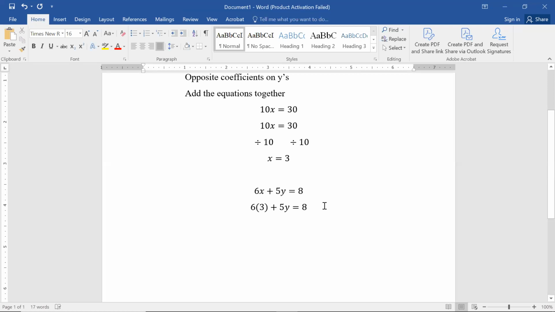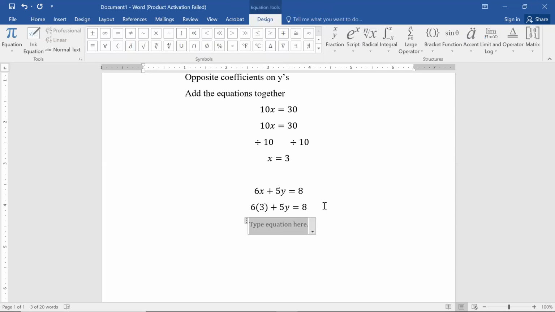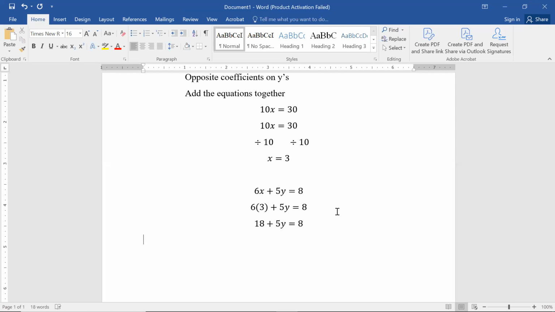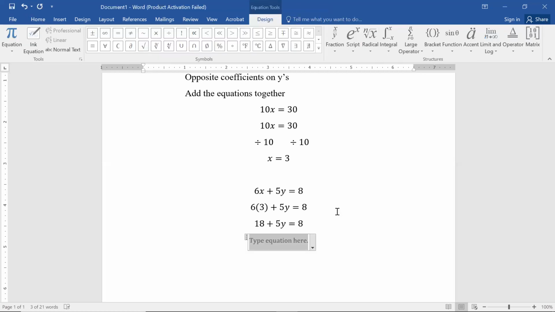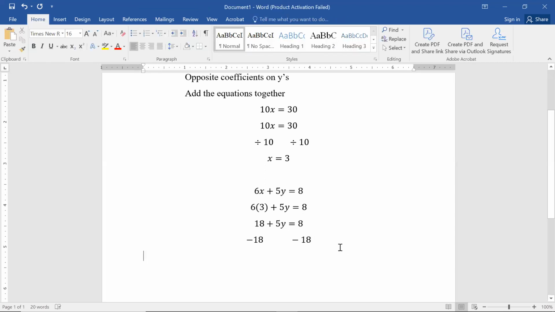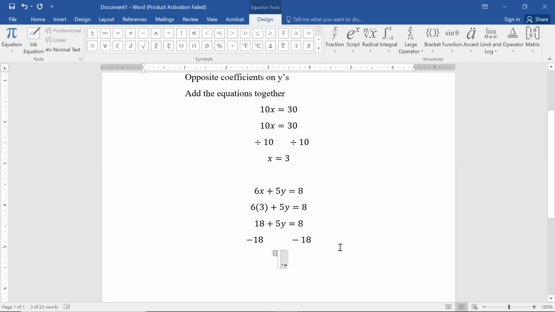Now that I know that the x coordinate is going to be 3, my y coordinate is going to be the y value that makes this equation true. So let's go ahead and solve that. 18 plus 5y equals 8. Subtracting 18 from both sides. Let me just write that, minus 18 on the left, minus 18 on the right. Good. Subtracting 18 from both sides gives me 5y is equal to negative 10.